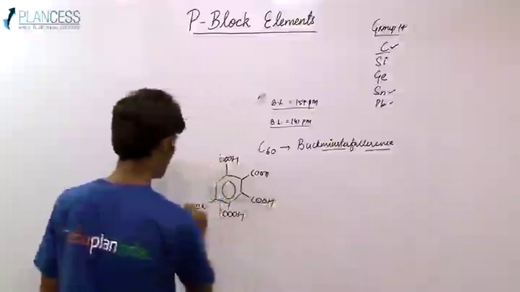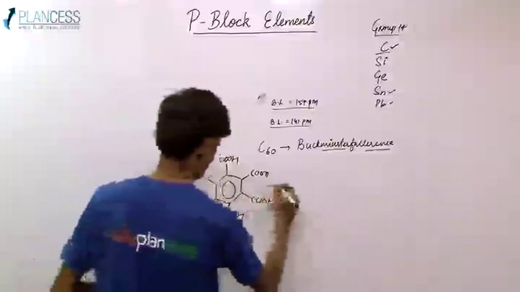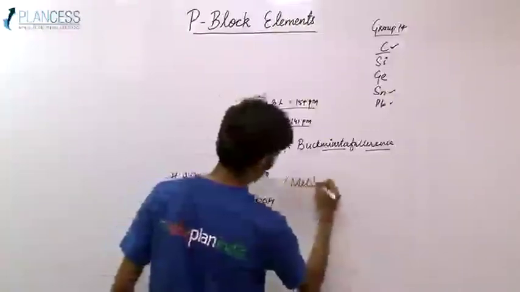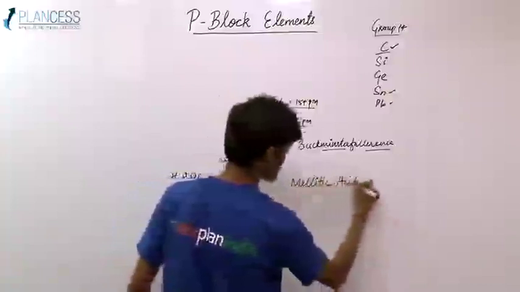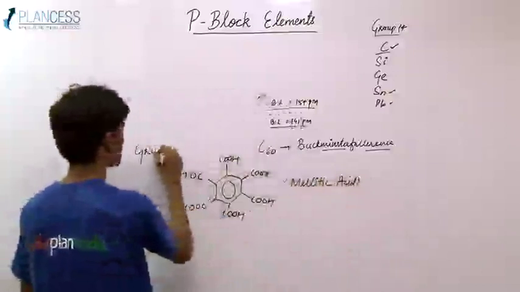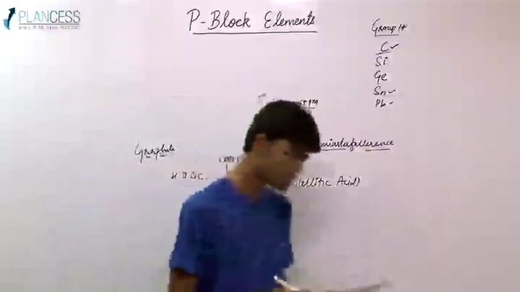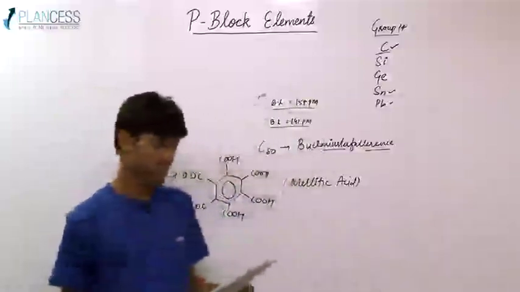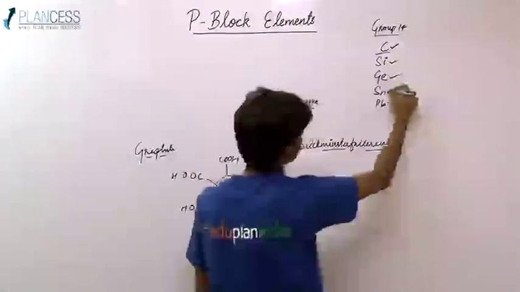So carbon reacts with hot concentrated nitric acid and forms mellitic acid. In fact, it is not carbon, it is graphite that reacts. However, diamond is very inert to these reactions. Now next would be silicon, germanium and tin.